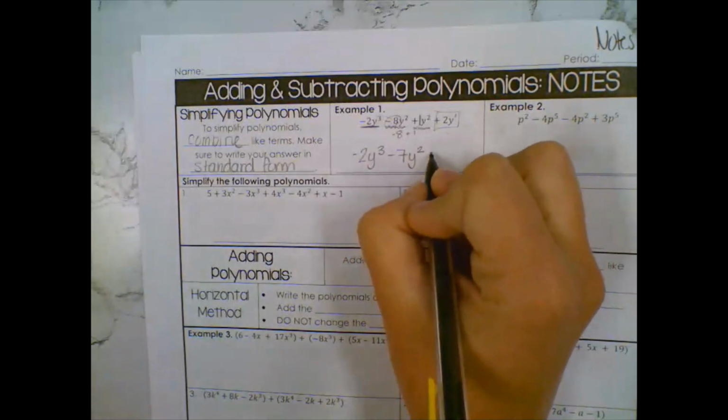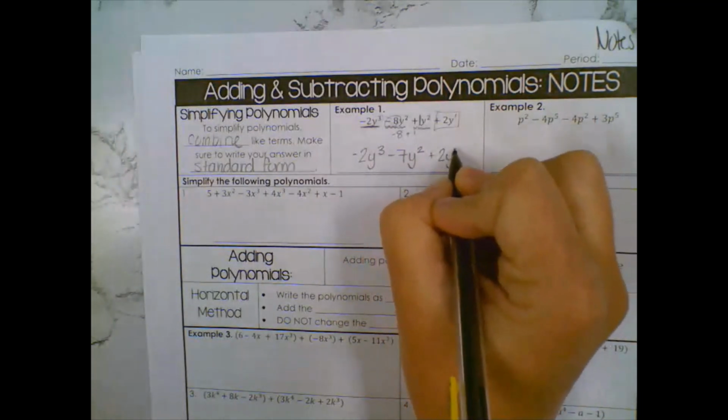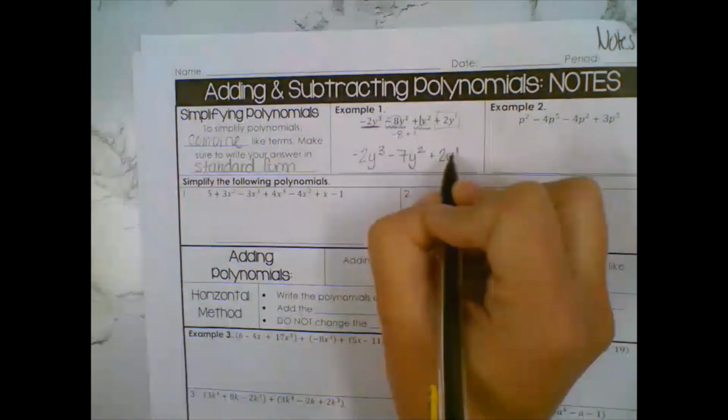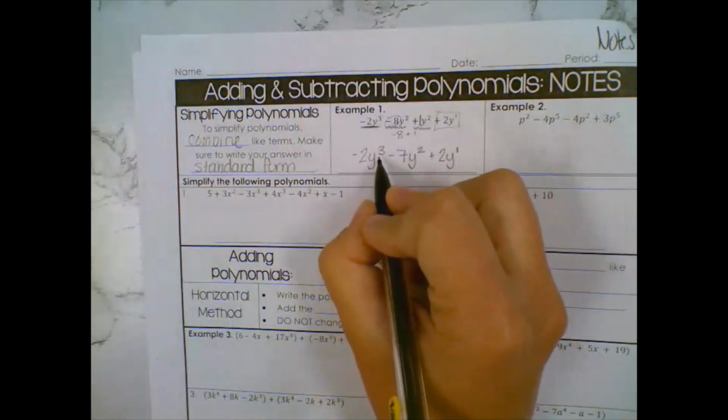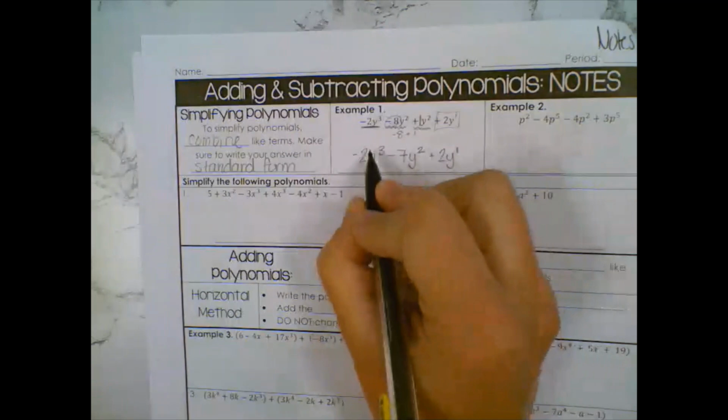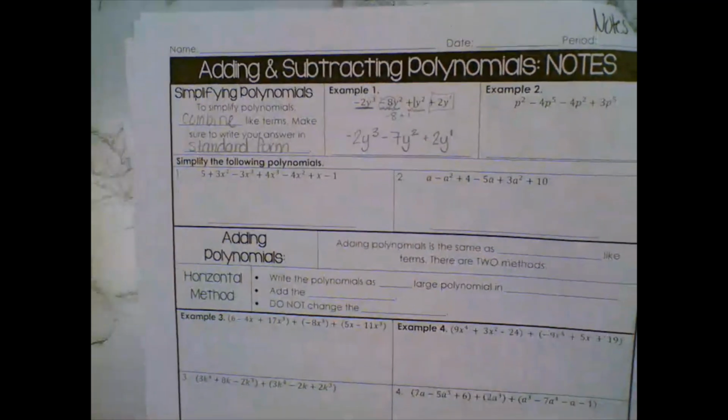And then this last one, we just bring down the +2y. You can write in the first there if you want, but it's not necessary. So double check, is this in standard form? It is, largest exponent to smallest.